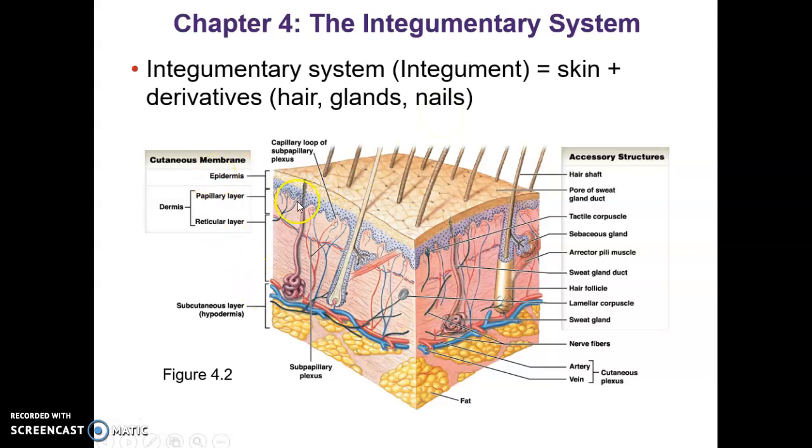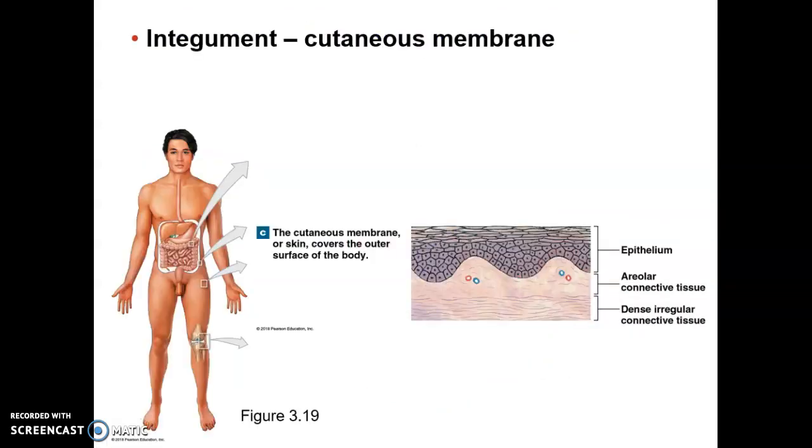So if we look at this figure here, 4.2, the integumentary system is what you see here, with the epithelial tissue, underlying connective tissue, and technically the subcutaneous layer, or the hypodermis, is not part of the integumentary system, but we will talk about it since it is attached to the skin. So it is a cutaneous membrane. It's a dry membrane that's exposed to the environment.